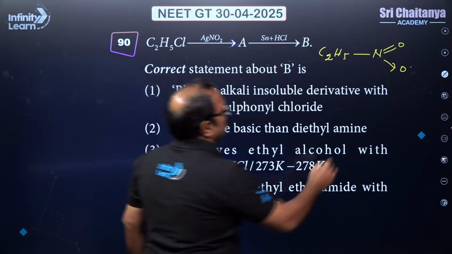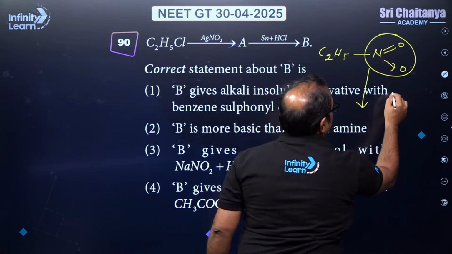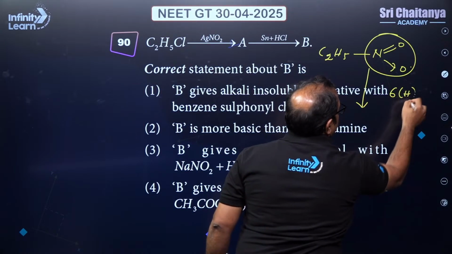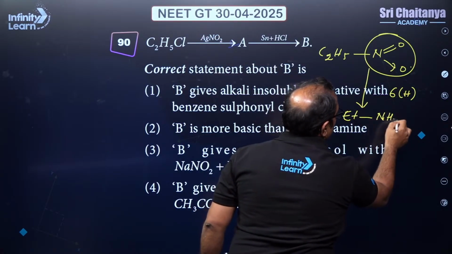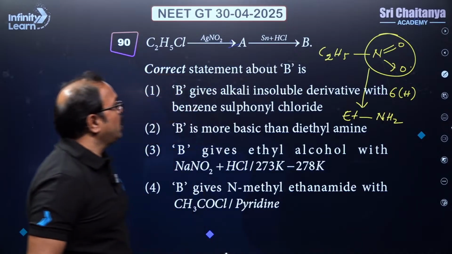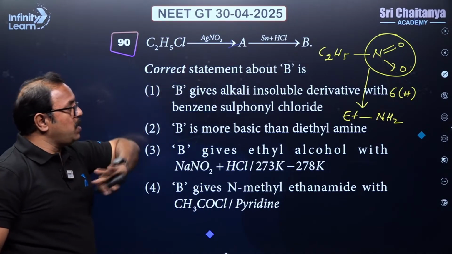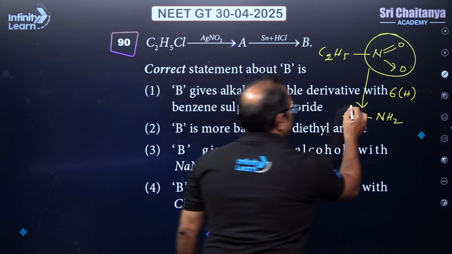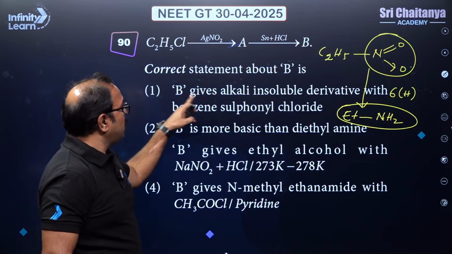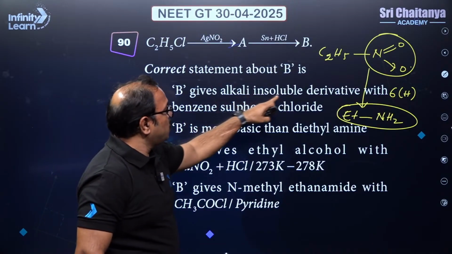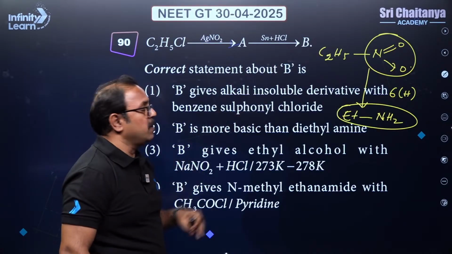When it is subjected to acidic reduction, we know that a nitro group has the tendency to get reduced. I am writing ethyl, this becomes NH2. So nitroethane tends to convert into ethylamine. He is asking for the correct statements about B. So who is B here? This is ethylamine. Now, B gives alkali insoluble derivative with benzene sulfonyl chloride.